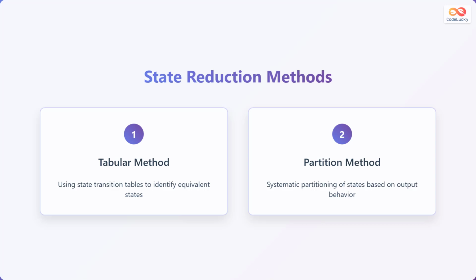There are two primary methods for state reduction. First, the tabular method. This involves using state transition tables to identify equivalent states by systematically comparing their outputs and next states. Second, the partition method. This is a more systematic approach that involves partitioning states based on their output behavior and refining these partitions until no further distinctions can be made.